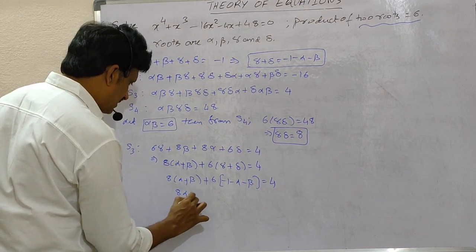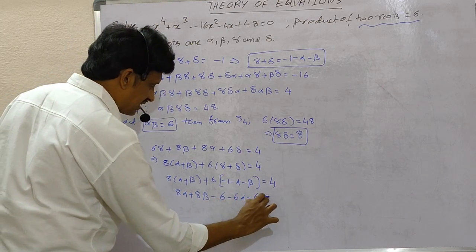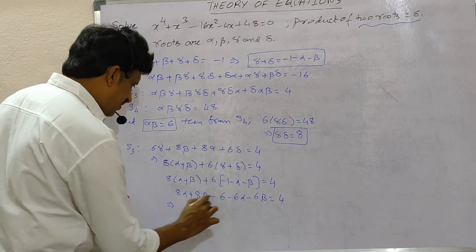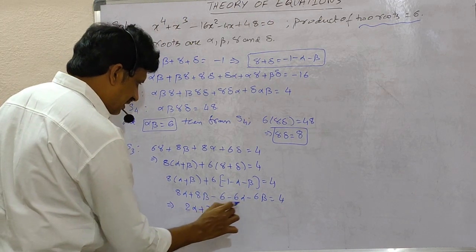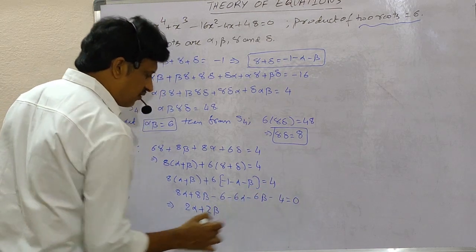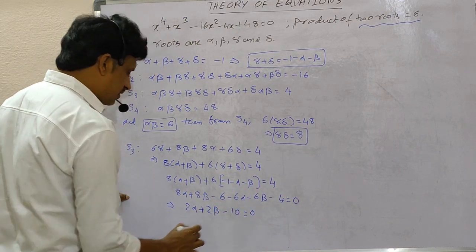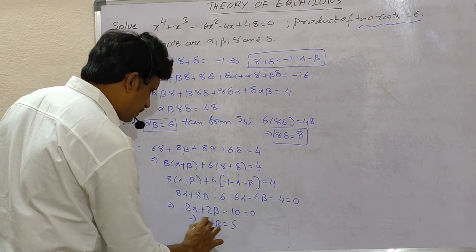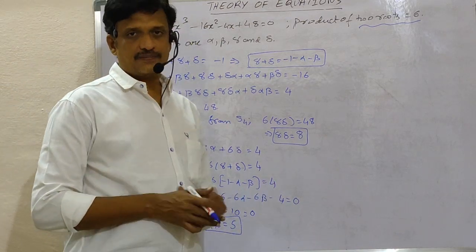So this is 8 alpha plus 8 beta minus 6 alpha minus 6 beta, that is equal to 4. So write the simplification. 8 alpha minus 6 alpha will be 2 alpha, 8 beta minus 6 beta will be 2 beta. This is equal to 4. If you write this in the LHS part, you will get 2 alpha plus 2 beta minus 6 minus 4 equal to 0. If you divide by 2, you are getting the value of alpha plus beta, that is equal to 10 by 2, which is 5. So the value of alpha plus beta we got here.